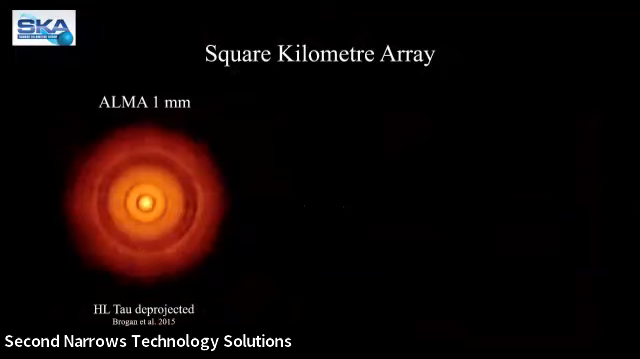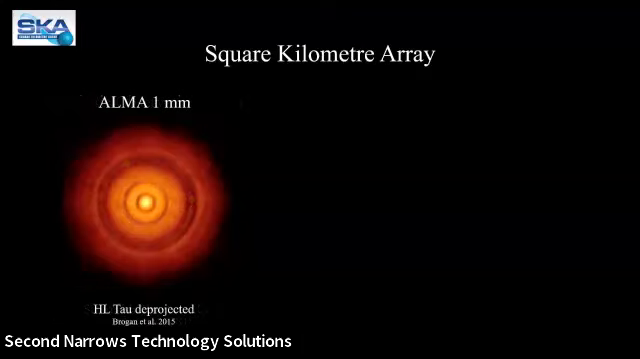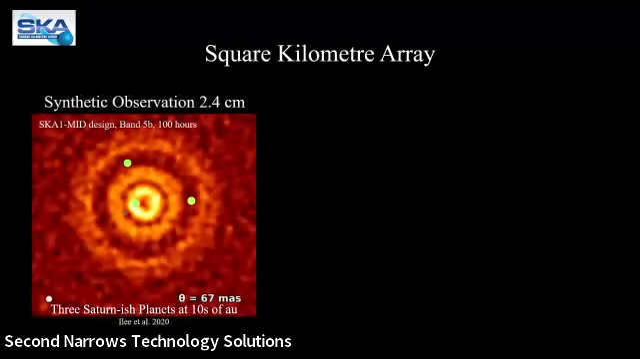And what about SKA? Okay, so here's the iconic ALMA millimeter image of HL Tau. If you think it's different from the ones you used to look at, that's normal, because this is a deprojected one, so all the rings are circular, right? And this is a model produced to explain the observation. So 3 Saturn-ish mass planets can roughly explain what we see in the ALMA observation. And then this is the corresponding synthetic SKA image at 2.4 centimeter. You can see the match-up here.